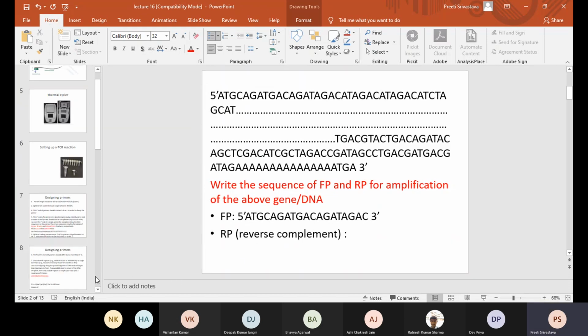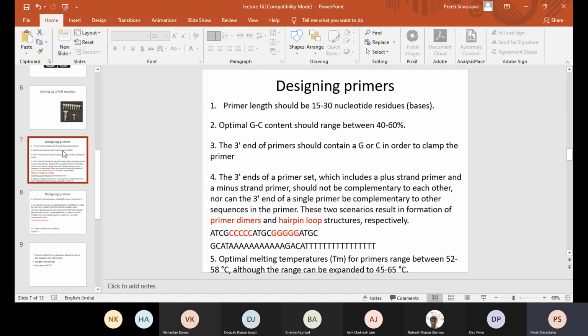So the next rule says that the 3' end of a primer set, which includes a plus strand primer and a minus strand primer, should not be complementary to each other. Otherwise, that will result in formation of primer dimers, right? Primer dimers can happen when you have two primers which have some sequences which are complementary to each other. Primers should not be complementary, and one more thing: the primer sequence should not contain hairpin loop structures.